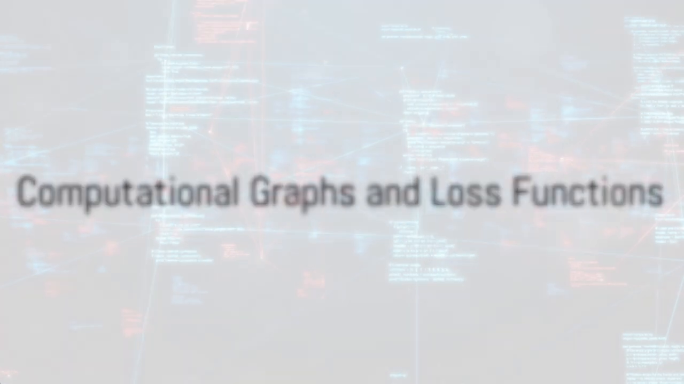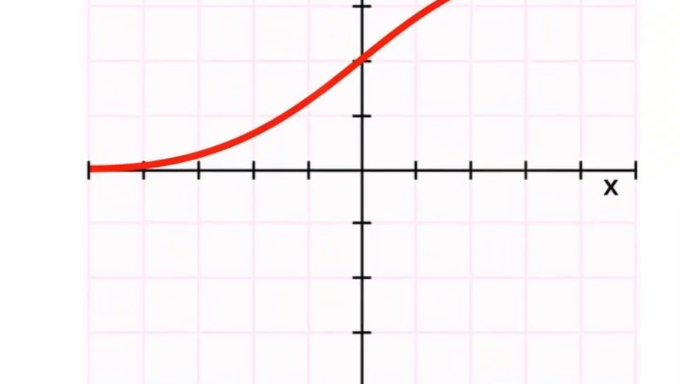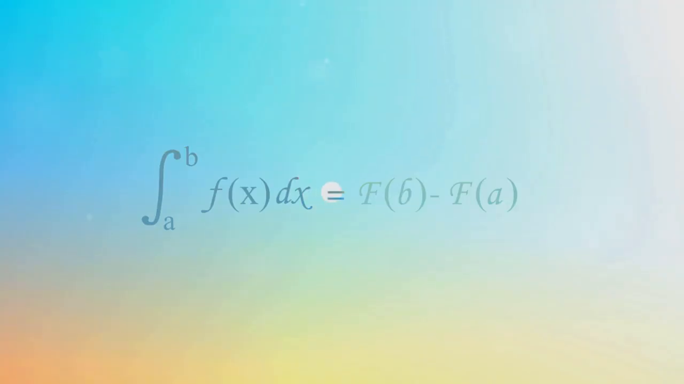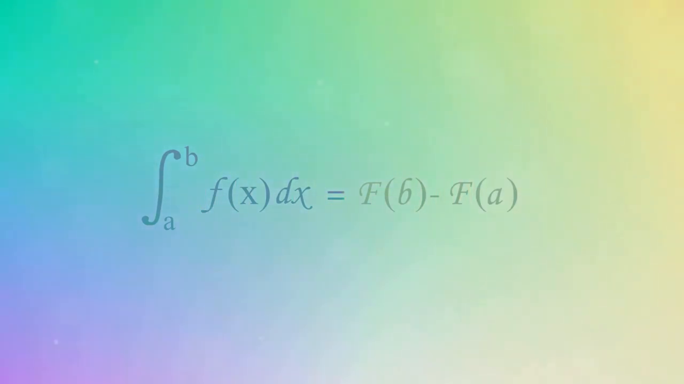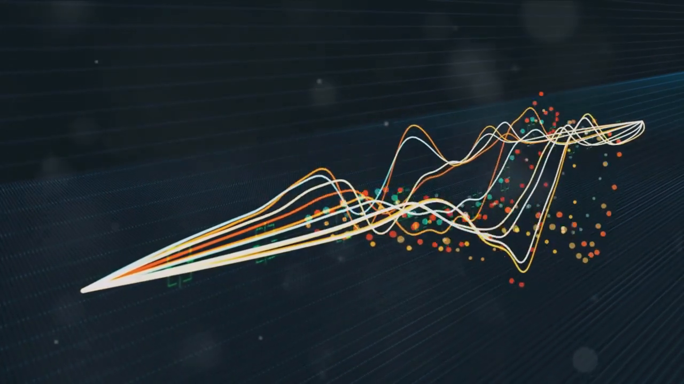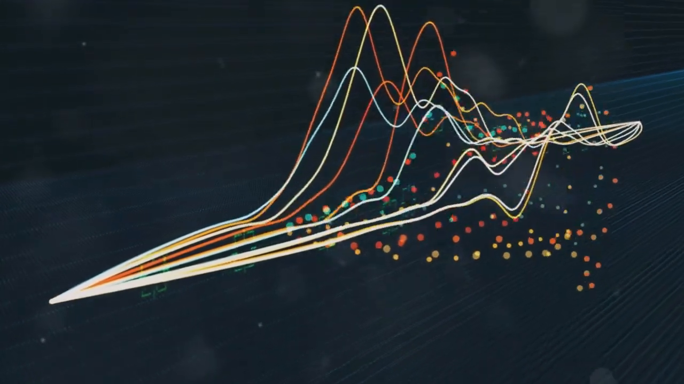In deep learning, computations are represented as graphs. These computational graphs help visualize the operations and understand the flow of data. To measure how well our model is performing, we use a loss function. There are various types, such as mean squared error, cross-entropy, and log loss. Cross-entropy, also known as log loss, is preferred for multi-class classification problems as it penalizes incorrect predictions more heavily.